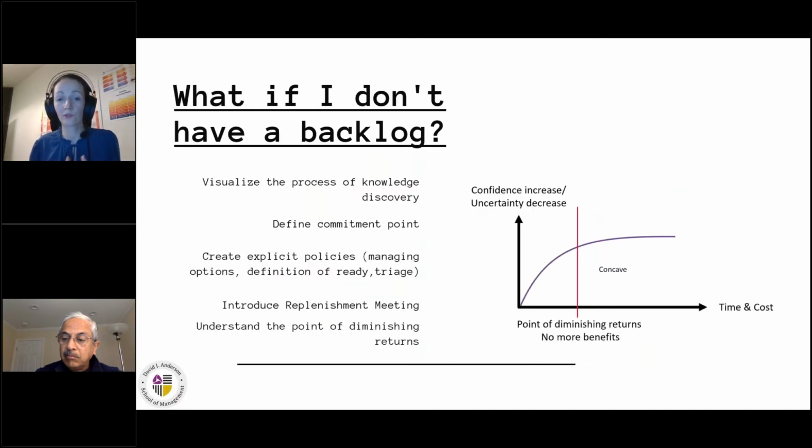And understand the point of diminishing returns. I very shortly mentioned it, but this is actually a very important concept for the whole upstream system. To visualize it, you can look at this graph on the right hand side. This graph shows on the horizontal line time and cost. So time flies, costs are incurred. And on the vertical line, you have confidence increase, you have uncertainty decrease. And when you start collecting information, normally at the beginning, this is a concave function.